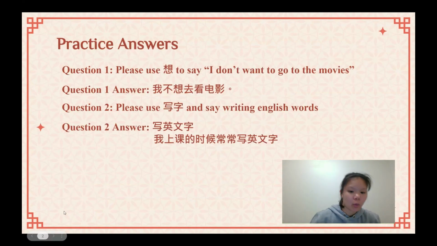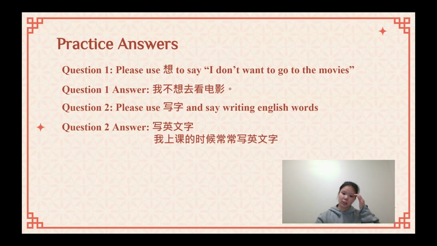So we're going to go over these practice questions and answers real quickly from the previous lesson. So we went over 想 and also going over separating the verb and object, so detaching those. So the first question I asked was for you to say, I don't want to go to the movies, using 想. And so your response would be, 我不想去看电影. I don't want to go to the movies, right? 我不想, I don't want to. 去 go to 看电影. I don't want to go watch a movie, is basically what you're saying there.